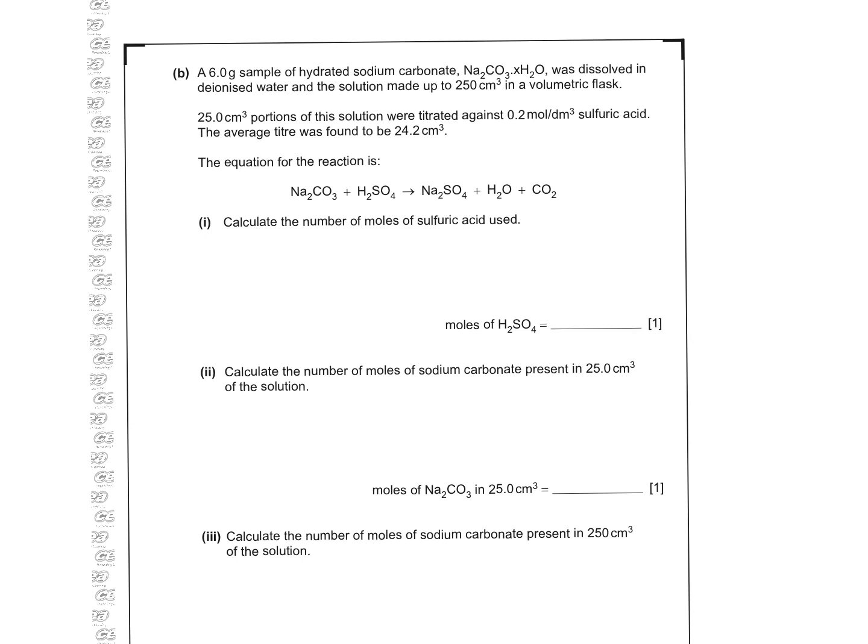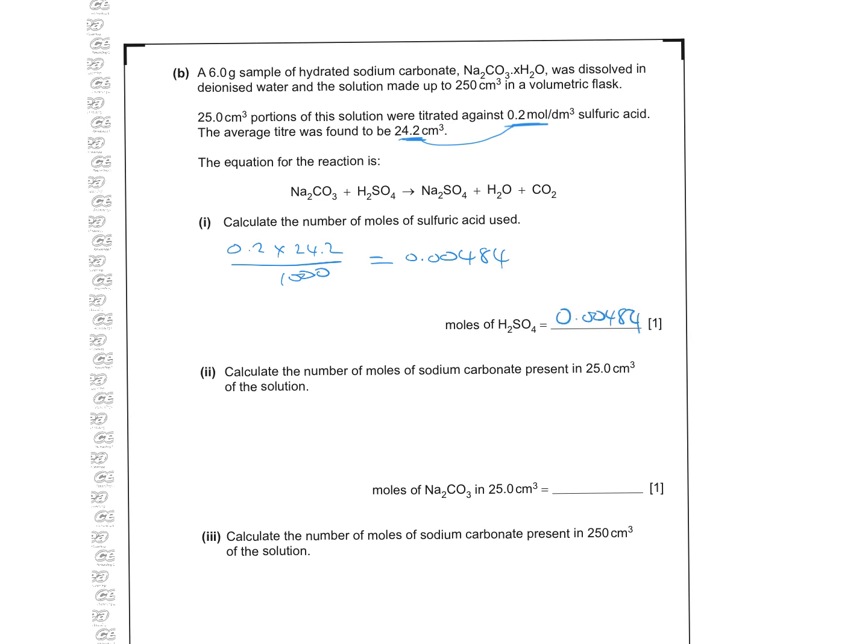On to the calculations of part B. Calculate the number of moles of sulfuric acid used. So we'll go up to here and see that 25.0 cubic centimeter portions of the solution were titrated against 0.2 moles per cubic decimeter of sulfuric acid. And the average titre was found to be 24.2. So this 24.2 is the sulfuric acid. It's going to be 0.2 times 24.2 over 1,000, and that equals 0.00484.